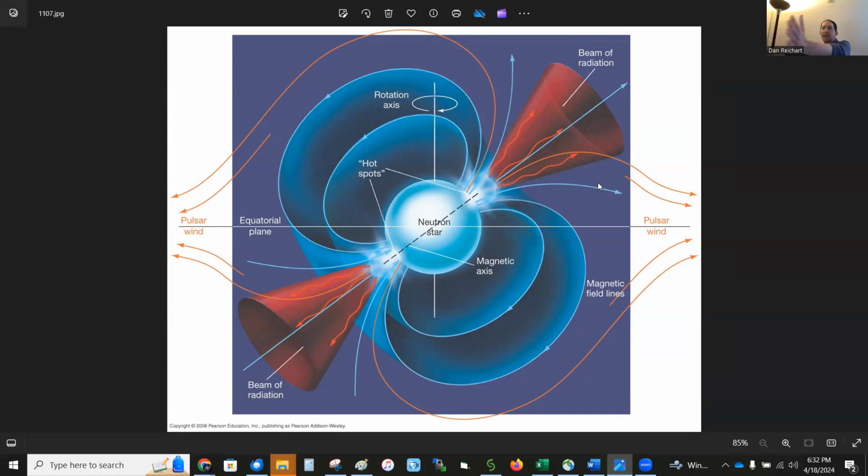And as I sweep by, on the leading edge of the pulse, the magnetic field is curved this way. On the trailing end of the pulse, the magnetic field is curved the other way. So as we go from the front of the pulse to the back of the pulse, the polarization should change. And we're going to look for that.